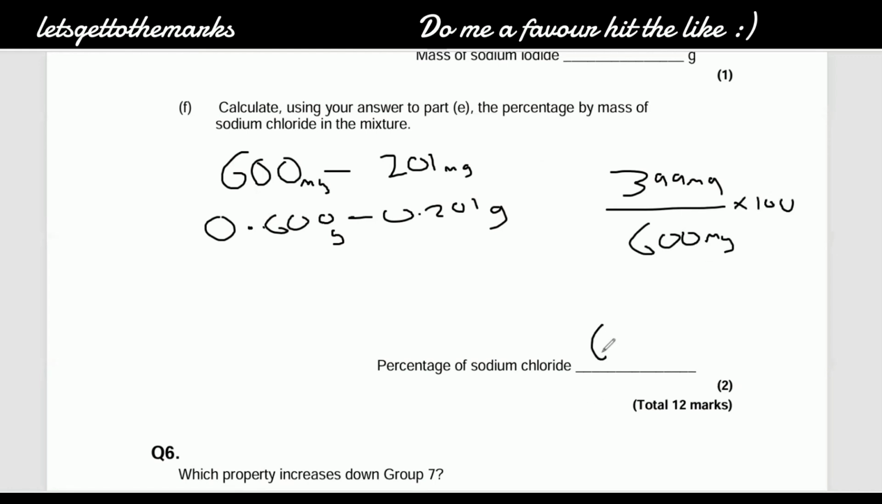And it's like 66.5%. Now, again, you get the same answer if you did 0.399 over 0.600 times 100.